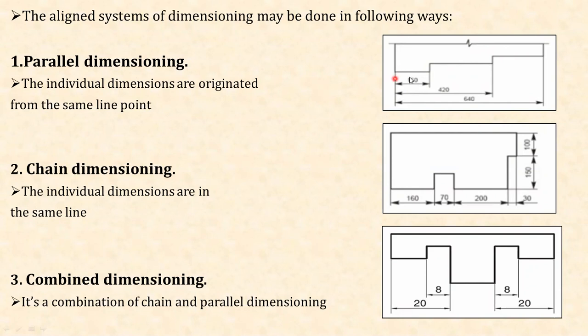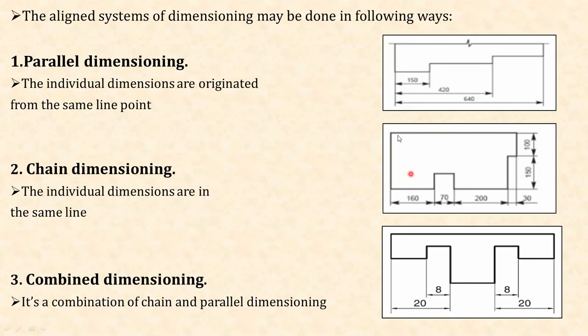We start from this point and the first feature is dimensioned as 150. From the same point of origin, we dimension the second feature as 420 and the third feature as 640. See, the origin of the dimension line is one and the same in all three cases. So this is what parallel dimensioning is.